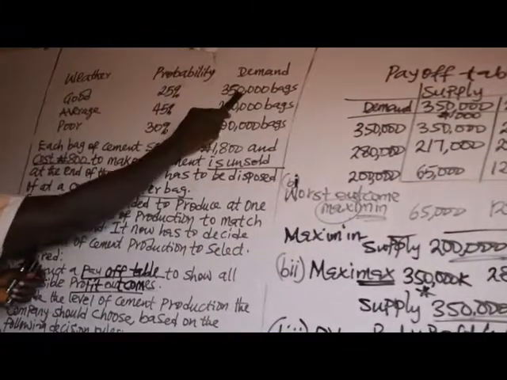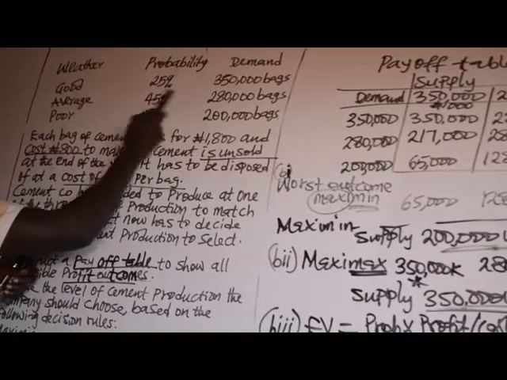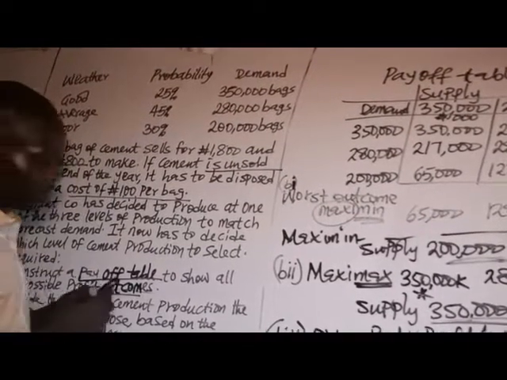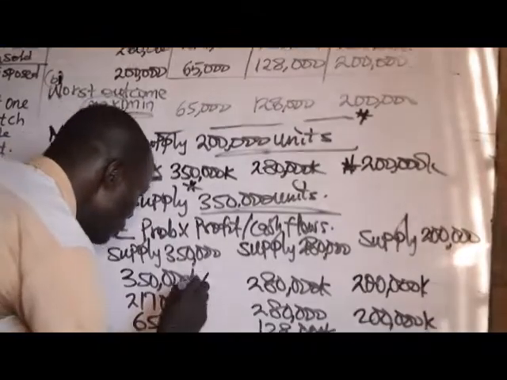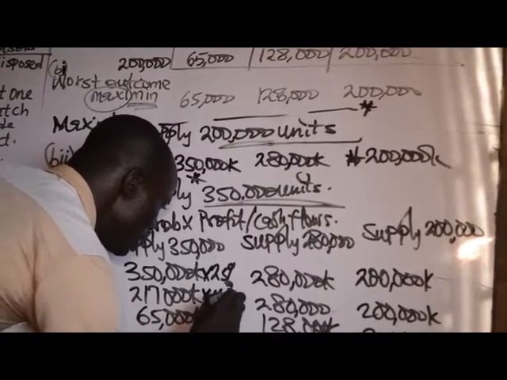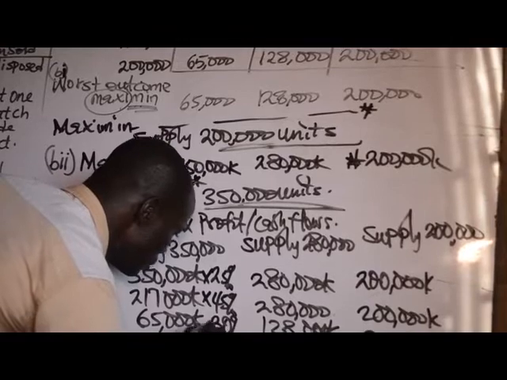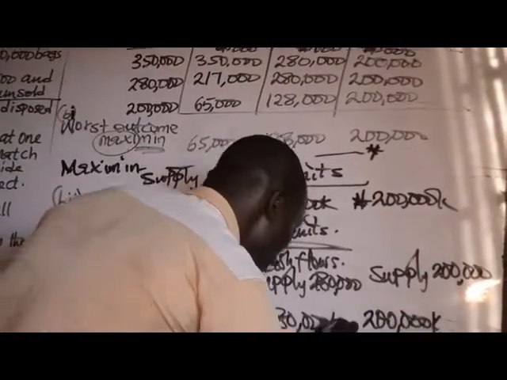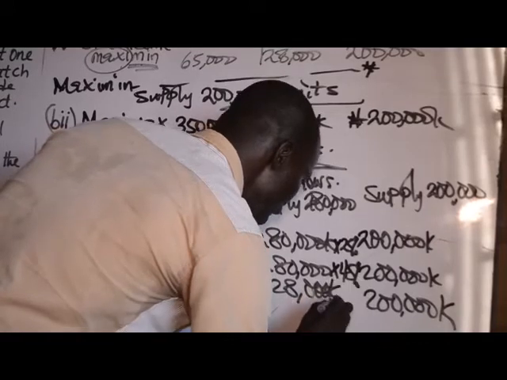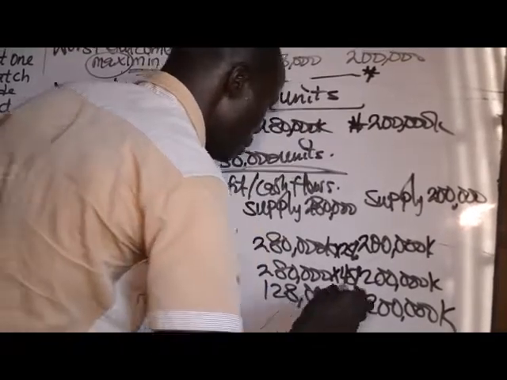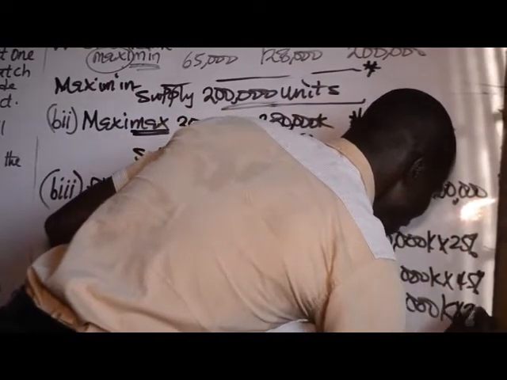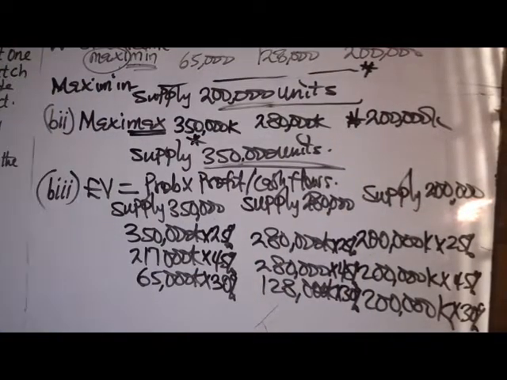Then you are given probability in those three states: for good, when it is 350,000, 280,000, and 200,000, 25%, 45%, and 30%. So, what is the expected value?